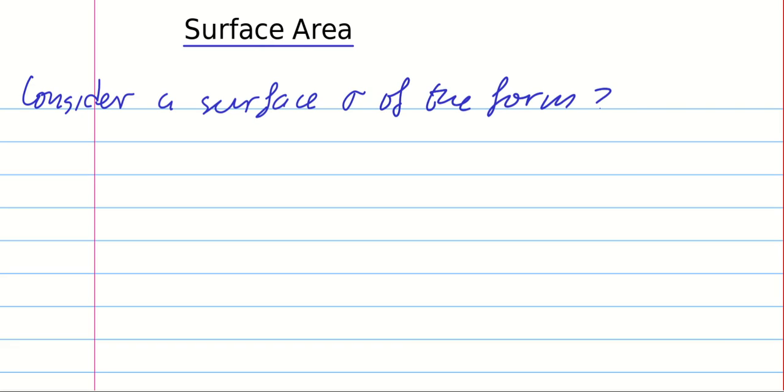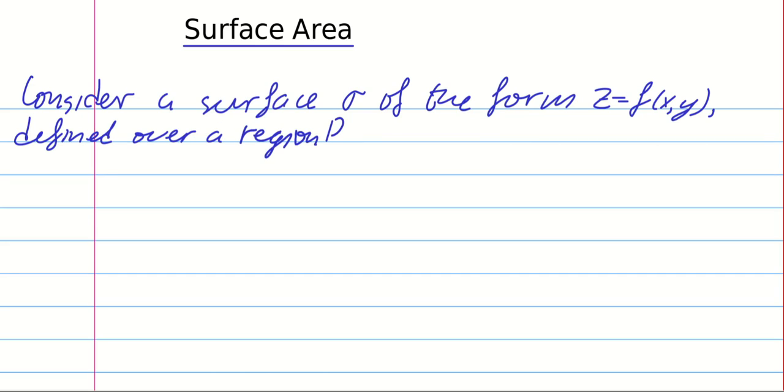So we're going to consider a surface. Let's call it sigma. And the form is z equals f of x y, our standard way. And it's going to be defined over a region R in the xy plane.